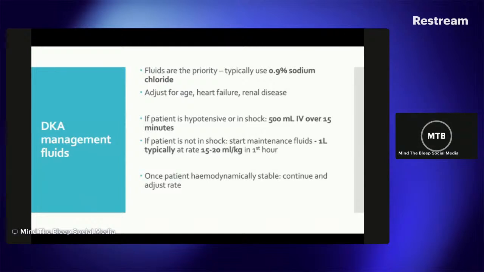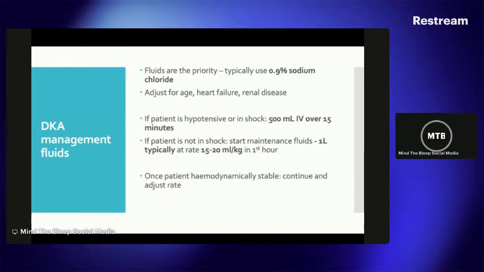And then our management depends if the patient is hypotensive in shock or if they're not in shock. So if they're in shock or severely hypotensive, we'll give them 0.9% sodium chloride, 500 mLs intravenously over 15 minutes as a bolus, and we'll repeat it if necessary. Then we'll continuously assess the patient's perfusion, blood pressure, and urine output. And if the patient's not in shock, we'll start maintenance fluids. So that will be the 0.9% sodium chloride at a typical rate of 15 to 20 mLs per kilogram during the first hour. That approximates to about 1 to 1.5 liters for an average adult.